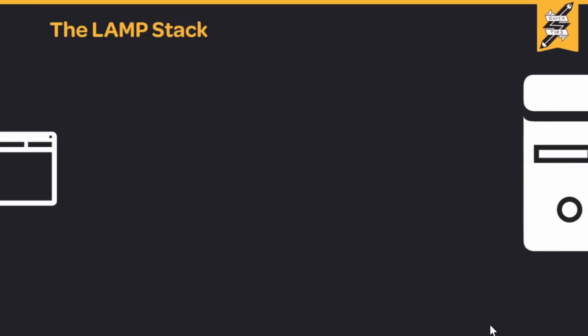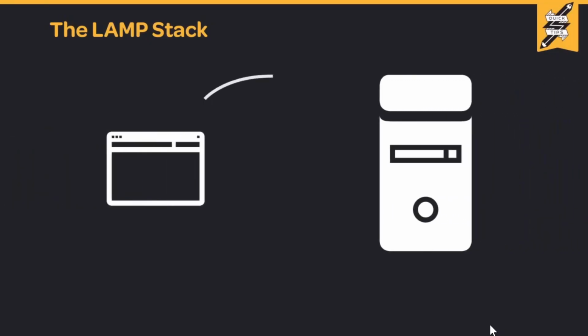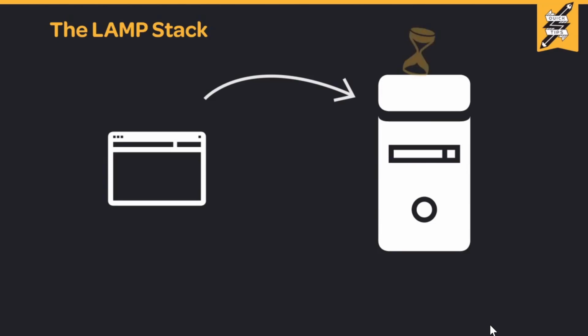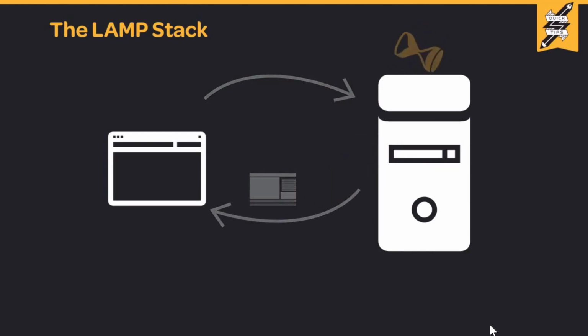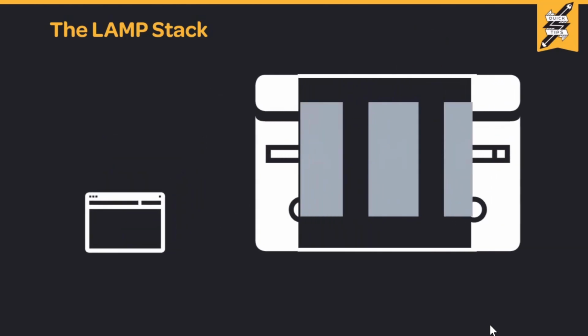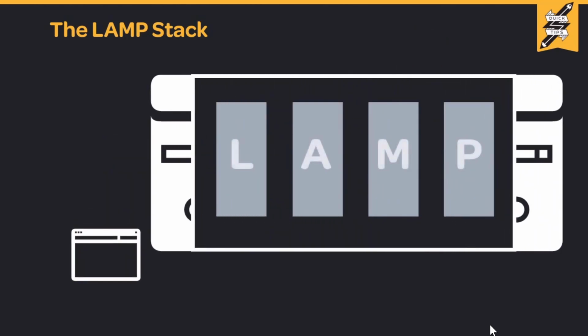A visitor to a website will enter a web address in a browser. This will send off a request to a web server. That web server will execute some code that generates an HTML file and sends it back to the visitor's browser. All the LAMP components are installed and running here on the web server.